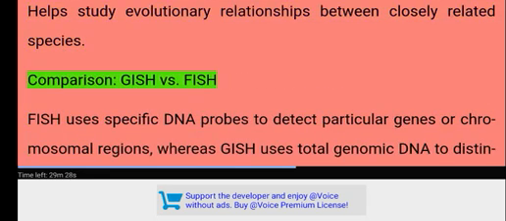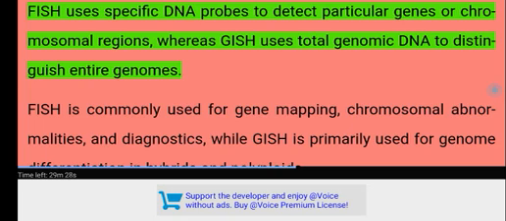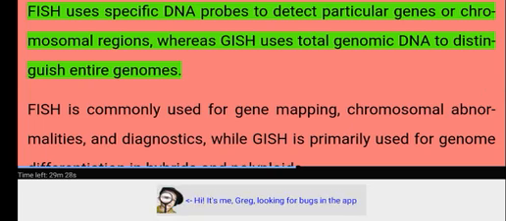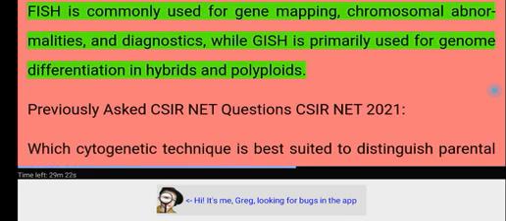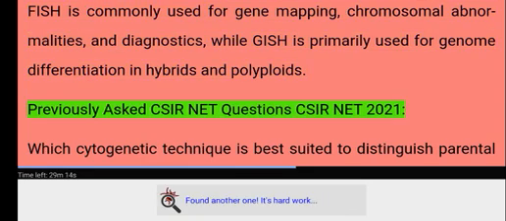Comparison: GISH versus FISH. FISH uses specific DNA probes to detect particular genes or chromosomal regions, whereas GISH uses total genomic DNA to distinguish entire genomes. FISH is commonly used for gene mapping, chromosomal abnormalities, and diagnostics, while GISH is primarily used for genome differentiation in hybrids and polyploids. Previously asked CSIR NET question, CSIR NET 2021.